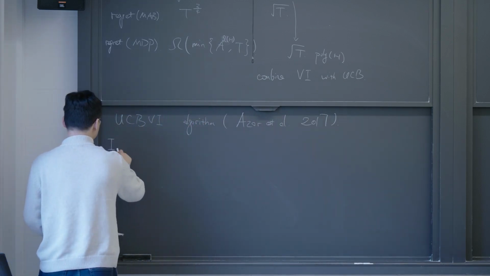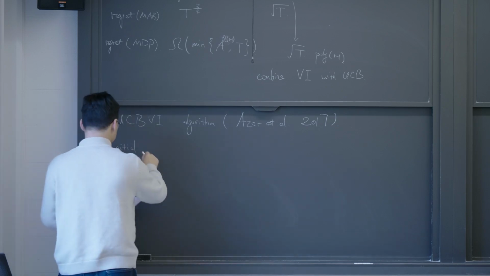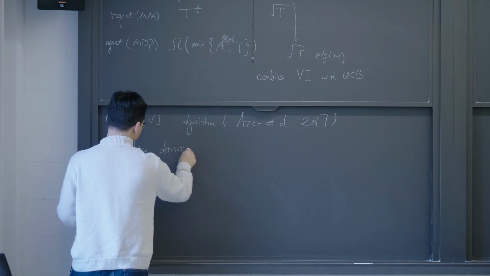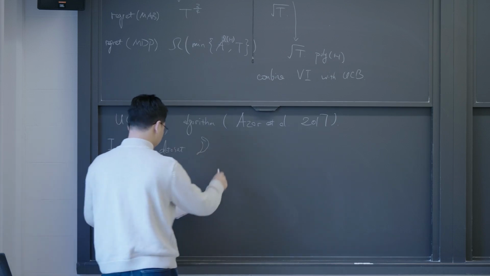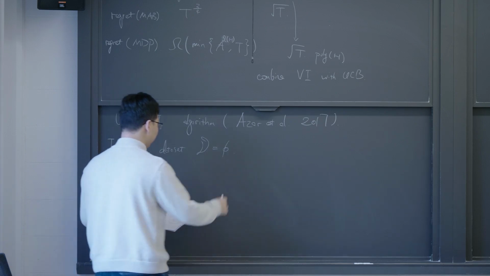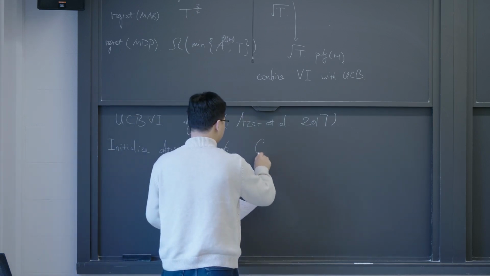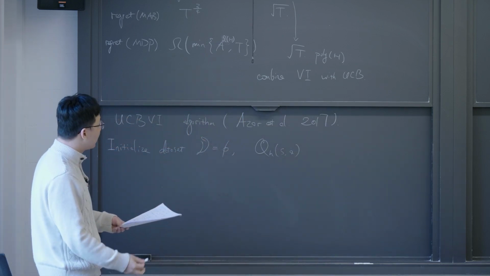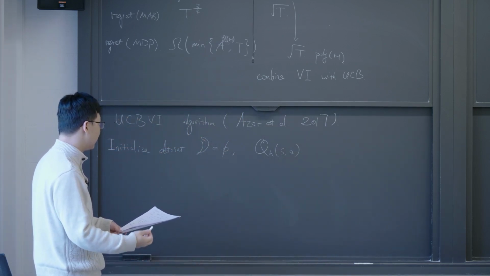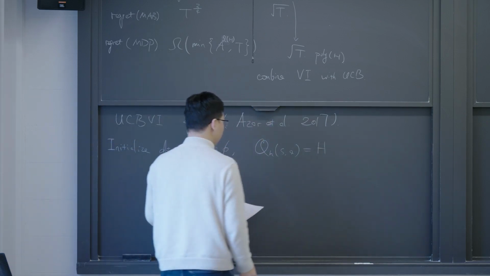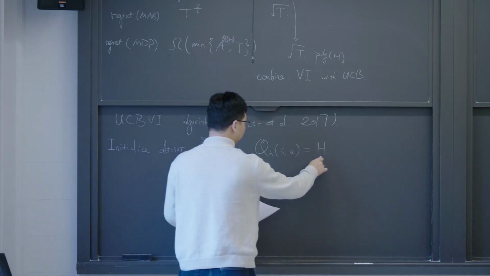For the algorithm, we first initialize with some empty data set. Let's call this D the data set, and it's empty, because when we begin the algorithm, we don't have any data. We haven't observed any trajectory. And we initialize Q_h(s,a). I think this is important because we always want to maintain upper bounds on the optimal value function. So we just initialize it to be H, because H is always an upper bound on the value.